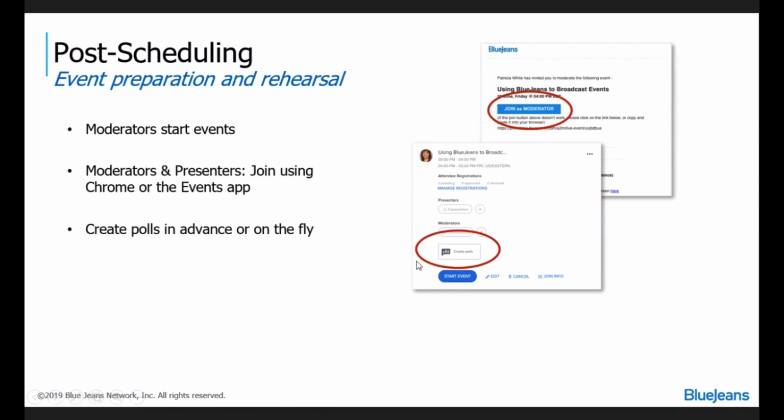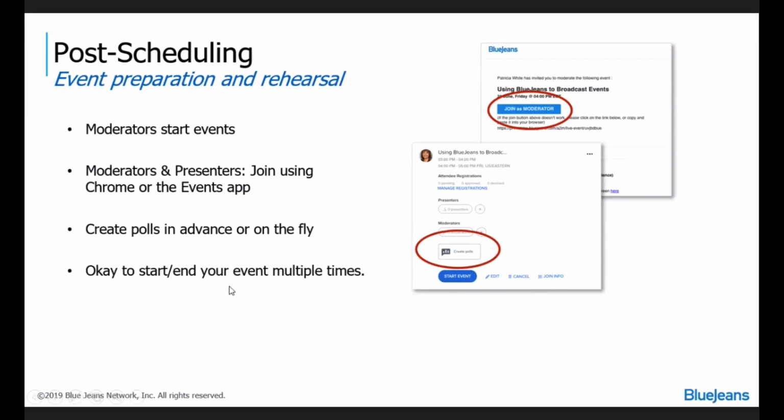If you create it in advance, you'll go to that event card that's in your BlueJeans site, and you'll go down and see where it says create polls. You'll click on that and it'll walk you through creating your polls. If you create them on the fly, you'll be able to do it from your dashboard. And when Michelle does her demo, she'll show you exactly where and how to do that.